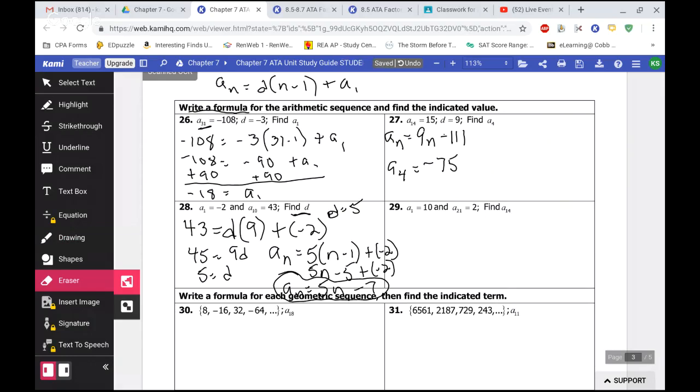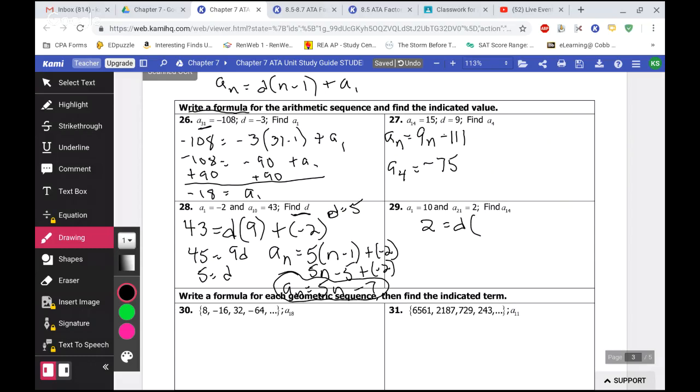Is this making a little more sense on how to get it set up and stuff? Yes. Okay, cool. All right. For number 29, you're going to plug in what you know. We've got 2 equals, we don't know the common difference, so we'll plug in a D for that part. And then 21 minus 1 for the n minus 1 is going to be 20. And then plus 10 for our a_1 value.